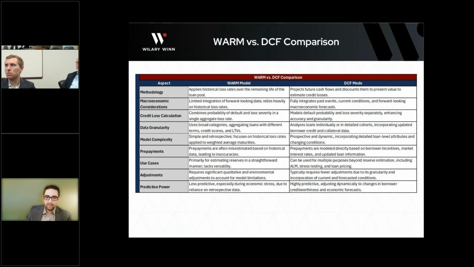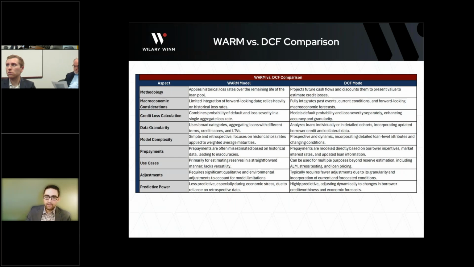Second item is macroeconomic considerations. So WARM doesn't naturally bring in a lot of forward-looking data. It's mostly historical. So that's why you have to layer in a bunch of Q factors. With discounted cash flow, we can take unemployment, we can take property values, we can build those directly into the cash flow projections and get a much more responsive result.